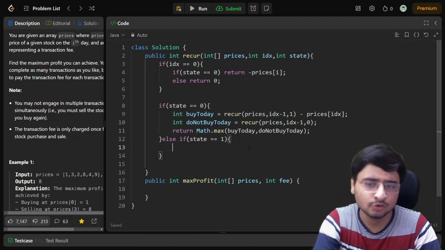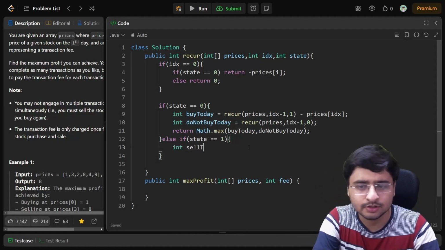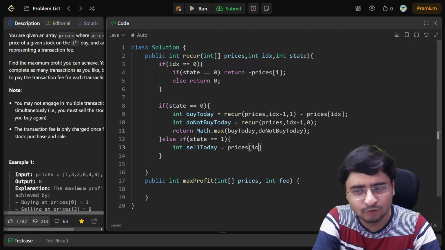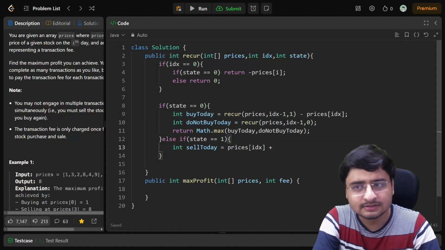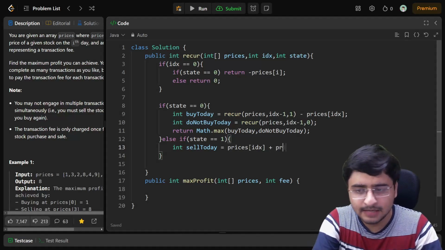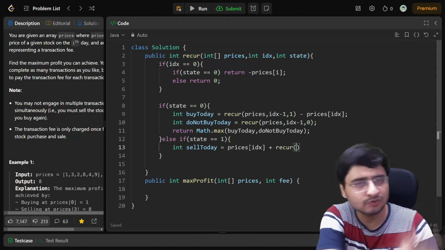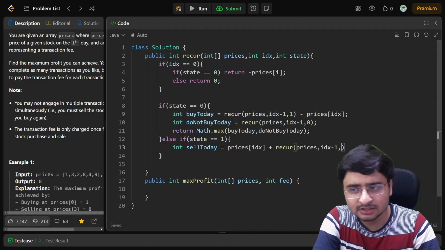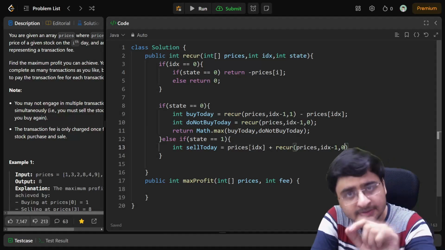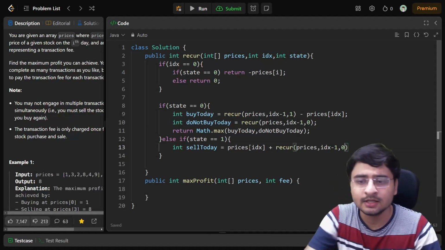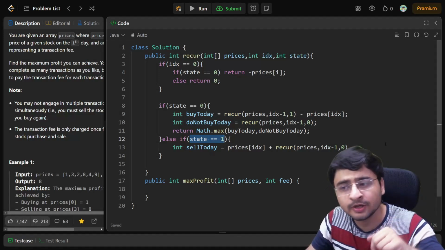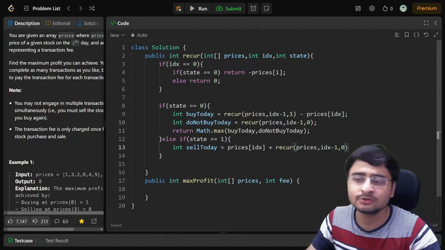Similarly, for the selling state, if we are planning to sell today, then prices of IDX is what I have already gained, plus what? Plus whatever profit I'm able to make from the previous days. So prices array, index minus one, and the state will be the buying state because I'm selling. So the state will be changed, right? Current state is one. Since I'm doing the selling operation today, for the previous days the state will become zero.